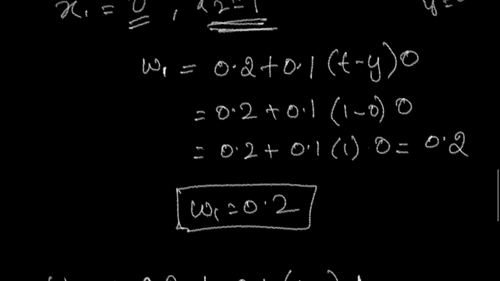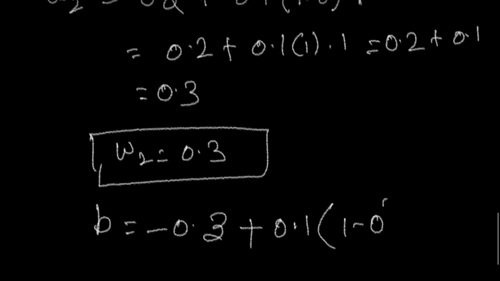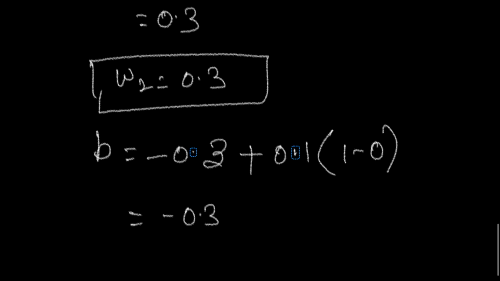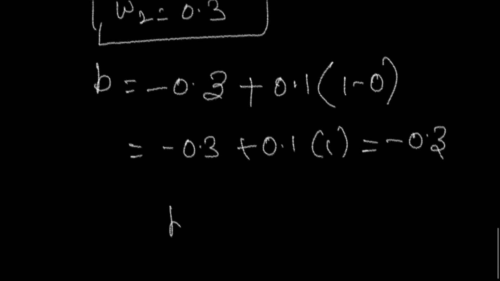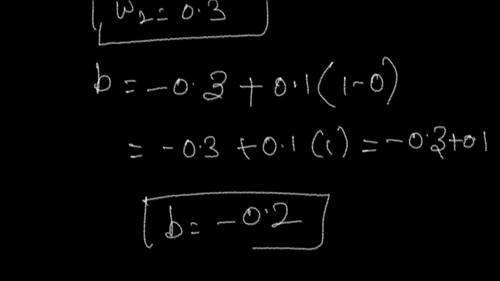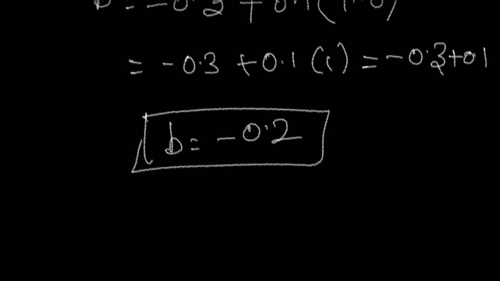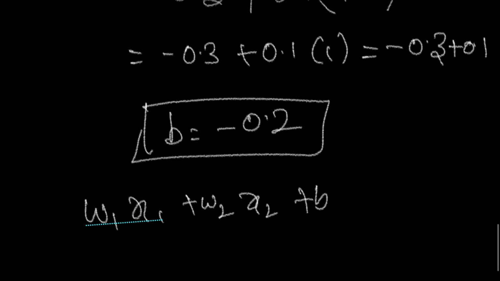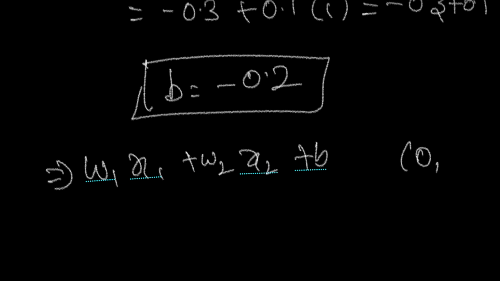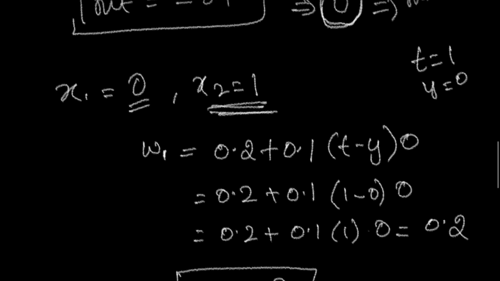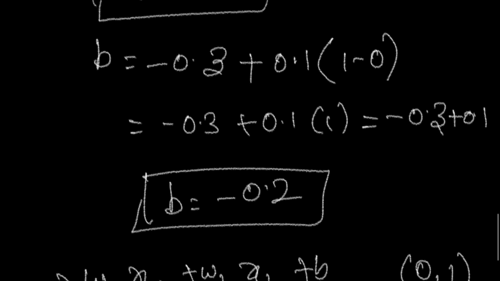So 0.1 into, what is the next step? T minus y, right? T minus y is nothing but 1 minus 0, as we have seen. So minus 0.3 plus 0.1 into 1, sorry, minus 0.3 plus 0.1 is minus 0.2. So the bias value is minus 0.2. Now if I use W1 into x1 plus W2 into x2 plus b, check the value of this for 0, 1, which we have already found misclassified.